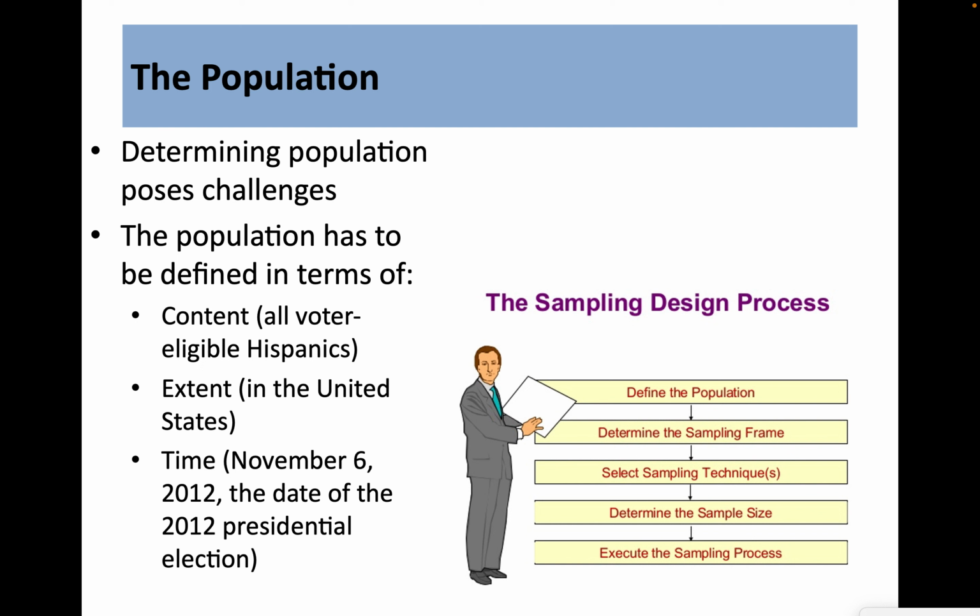Determining the population poses challenges. The population has to be defined in terms of content: all voter-eligible Hispanics; extent: in the United States. So we're talking about all voter-eligible Hispanics and only the ones in the United States, of course. And the time: November 6, 2012, the date of the 2012 presidential election. There you go.